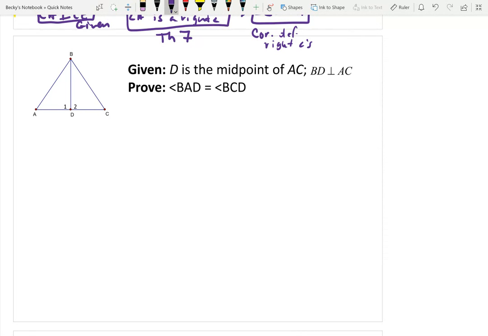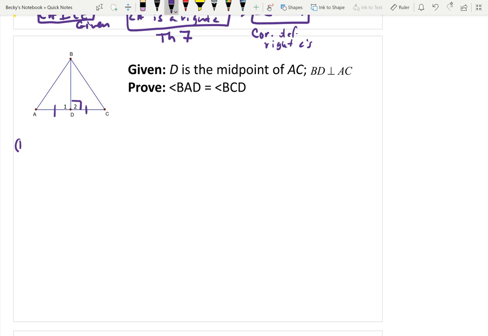You'll see they're all pretty much the same. You just have to plug in the information and go from there. D is the midpoint of AC, so that means these two little segments are congruent. I know that BD is perpendicular to AC, so let's draw on the right angle. This is all I know.